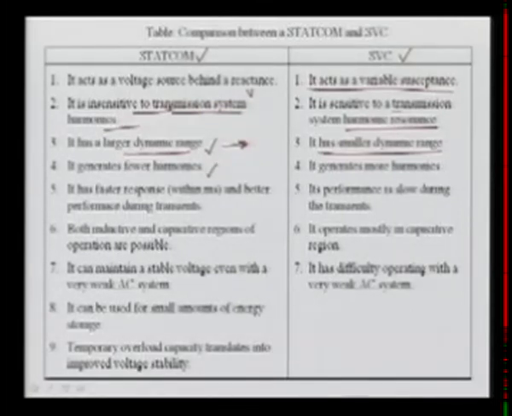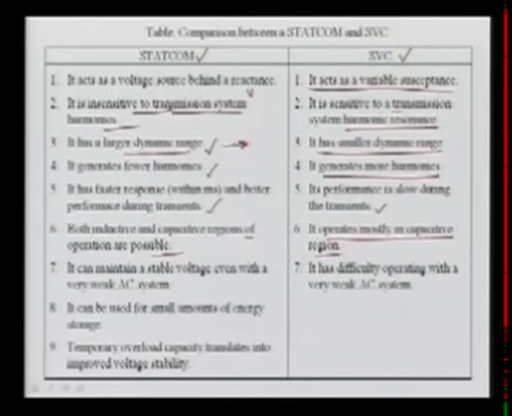Of course, this STATCOM generates fewer harmonics. However, the SVC generates more harmonics compared to the STATCOM. The STATCOM has a faster response, within milliseconds, and better performance during transients. The SVC performance is slow during the transient. In STATCOM, both inductive and capacitive regions of operation are possible. Here you can operate in both regions, the inductive as well as the capacitive. SVCs mostly operate in the capacitive region.